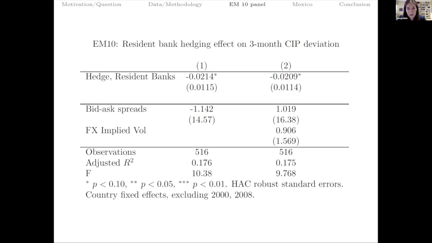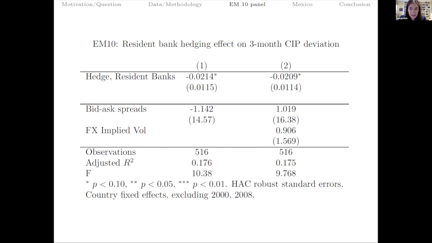What I want you to get out of these two columns is, first, we have the hypothesized negative sign on the resident bank currency mismatch. That means that higher levels of currency mismatch for the resident banking sector is associated with a wider CIP deviation. So that's the key question in the paper, and from the panel, we get this evidence. There is not particularly compelling evidence in these regressions to suggest that the arbitrage constraints are of key importance. So those are the two things I want you to get out of this.